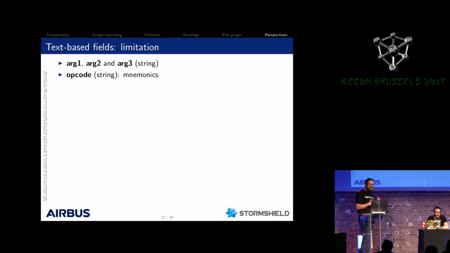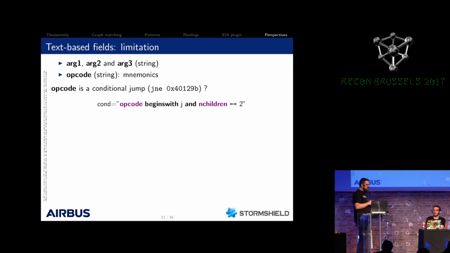So, the perspectives: some limitations of our tools. All the arguments, instructions, opcodes, and so on are in our strings. So sometimes we have to do some dirty hacks to get, for example, here the conditional jump. So we want to match an instruction string that begins with J, okay? And we want the node to have two children, because in the graph, the instructions with children are calls and conditional jumps. So we are lucky, calls begin with C, so okay.